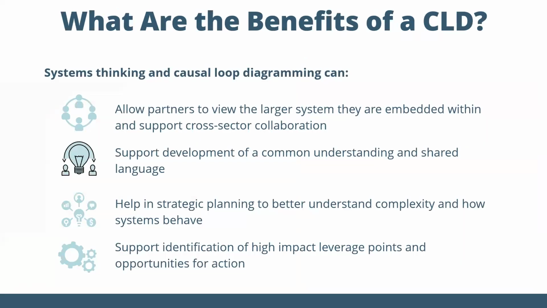What are the benefits of a CLD? Systems thinking and causal loop diagramming can allow partners to view the larger system they are embedded within and support cross-sector collaboration, and also support development of a common understanding and shared language. So that was that zooming out that I was talking about on the previous slide. And then it can also help in strategic planning to better understand complexity and how systems behave and support identification of high impact leverage points and opportunities for action. So that's that zooming in that I was talking about on the previous slide.